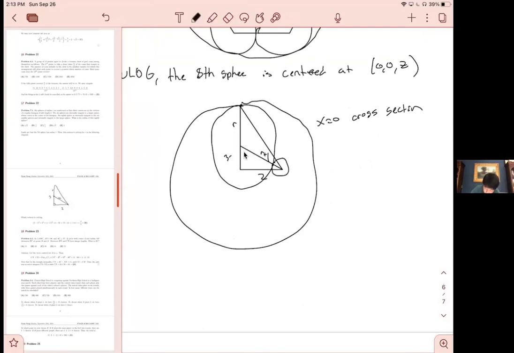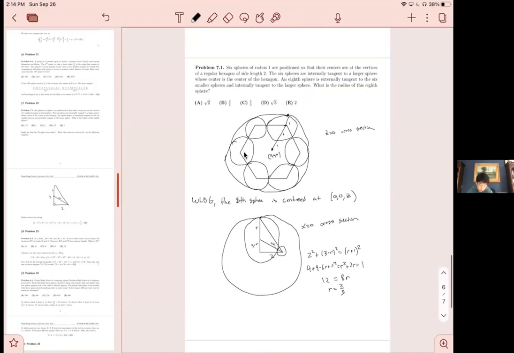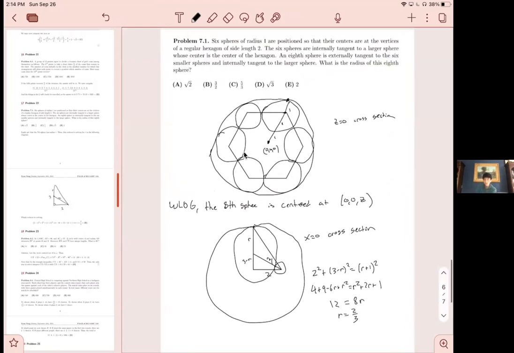And so this is actually enough to solve, because we now have 2 squared plus (3 minus r) squared equals (r plus 1) squared. And then just solving this gives 4 plus 9 minus 6r plus r squared equals r squared plus 2r plus 1. So r equals 2/3. This one is quite a nice geometry problem.